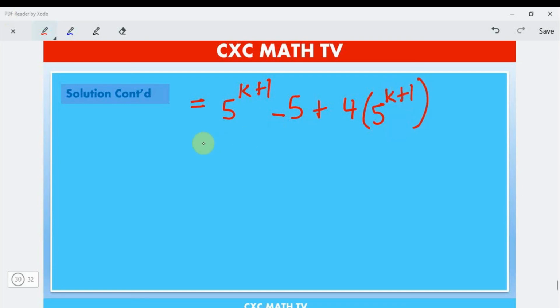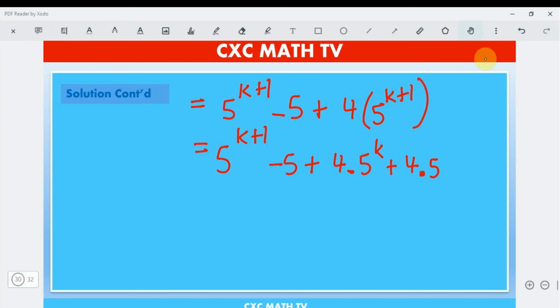So we just need to simplify this. This is just 5 to the k plus 1 minus 5 plus 4 times 5 to the k, and then we have plus 4 times 5 to the 1. That's all we have, right? Now look at that right here: we have 5 to the k plus 1 plus 4 times 5 to the k plus 4 times 5. We know 4 times 5 is 20, and 20 minus 5 is 15.